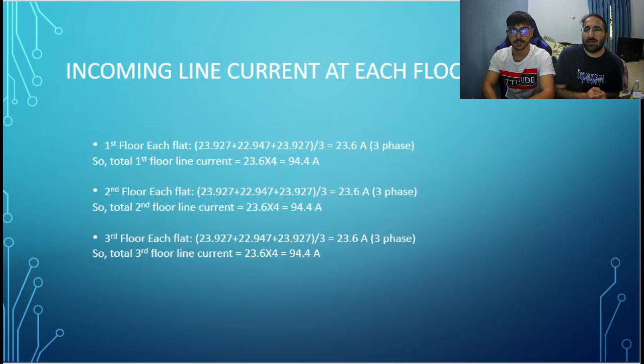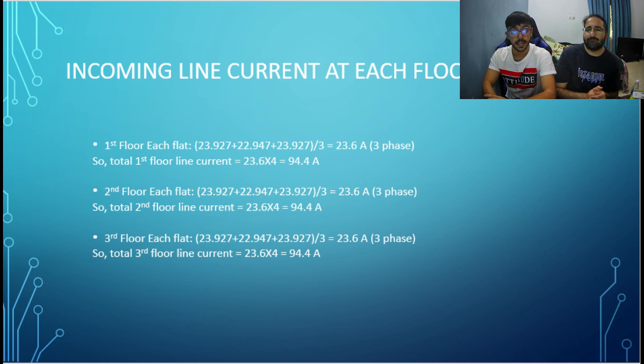Let's go for the incoming line current at each floor. For the first floor and the second floor and the third floor, we can find the end result is approximately the same, which is 94.4 ampere. And that shows that, just like we mentioned at the top, our main purpose is showing that the calculations are almost the same, and ensuring reliable power distribution across all floors.